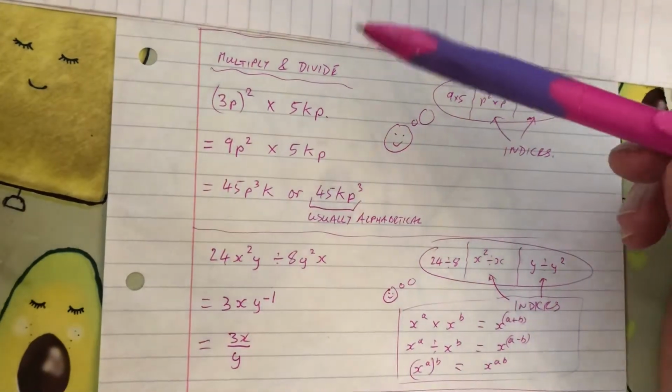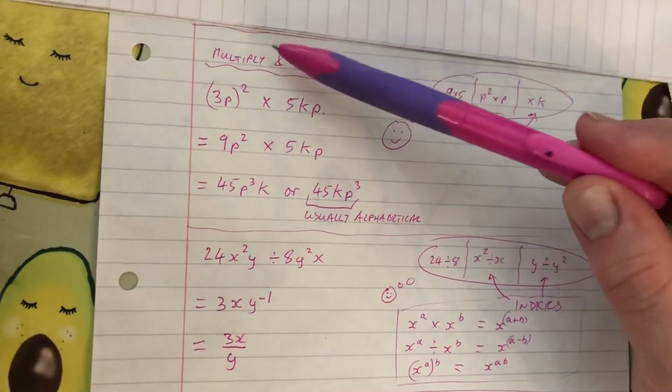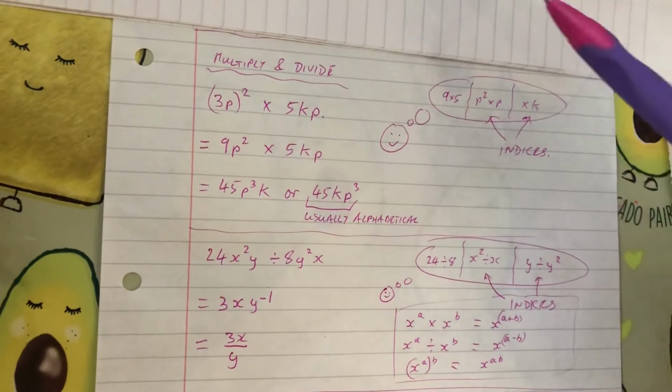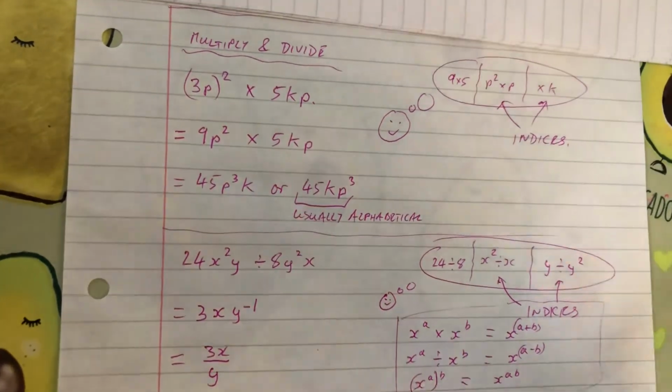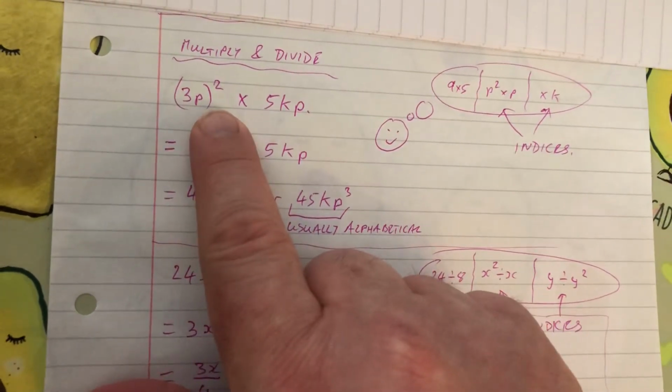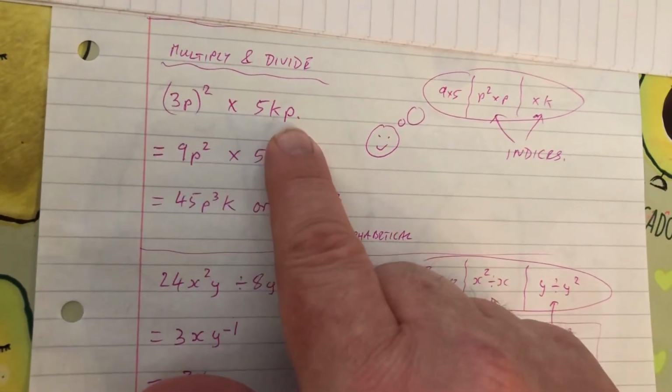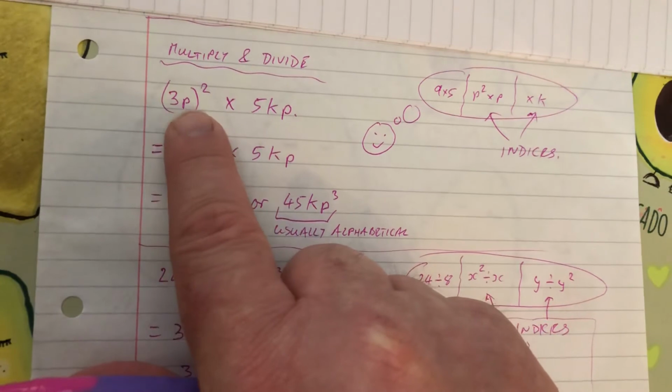So second bit is we kind of looked at adding and subtracting. Now we're going to look at multiplying and dividing. What you've got to think about on these ones is your indices. So this one, 3p all squared times 5kp. So the first thing to do is square out this bracket.